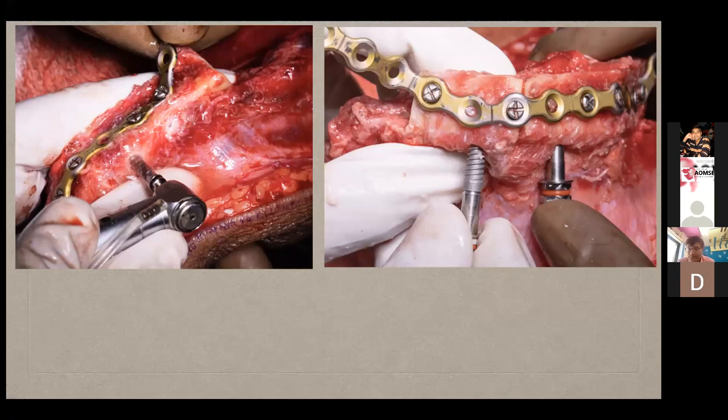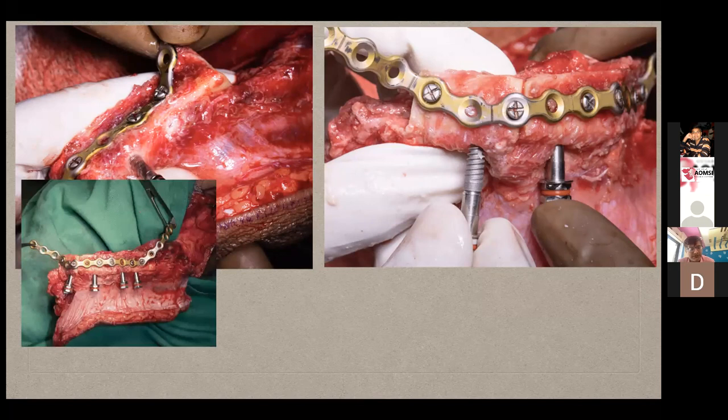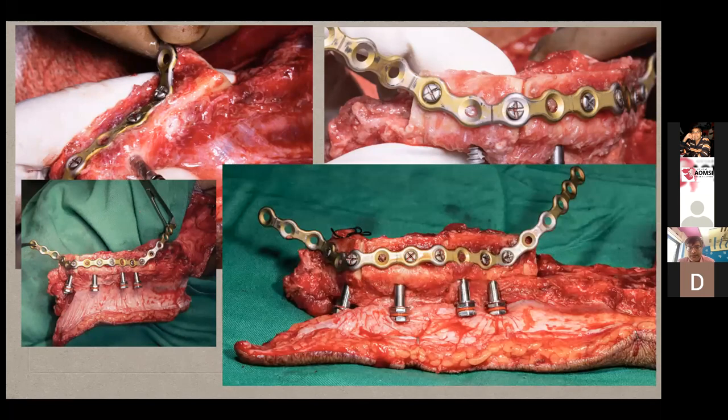and fixation is done in the leg. After that, as guided by the surgical guides, implants are placed. In this case, we put 5 implants between the screws. This is the picture after the implant placement while the fibula is still attached to the leg. And we separated the fibula and it is ready to be fixed intraorally.